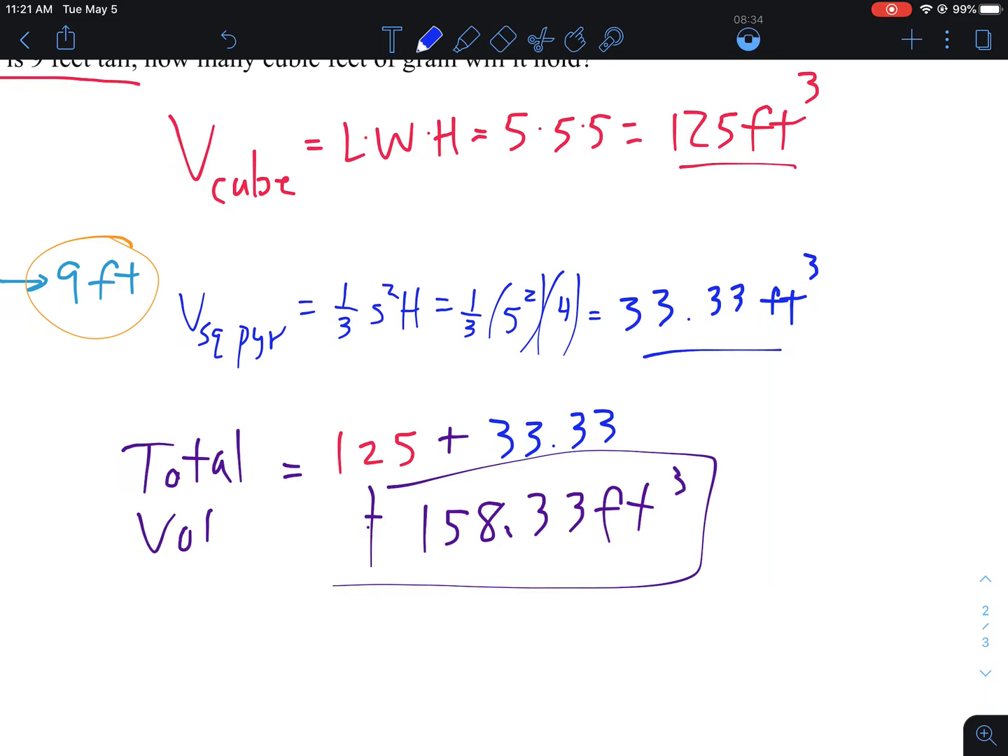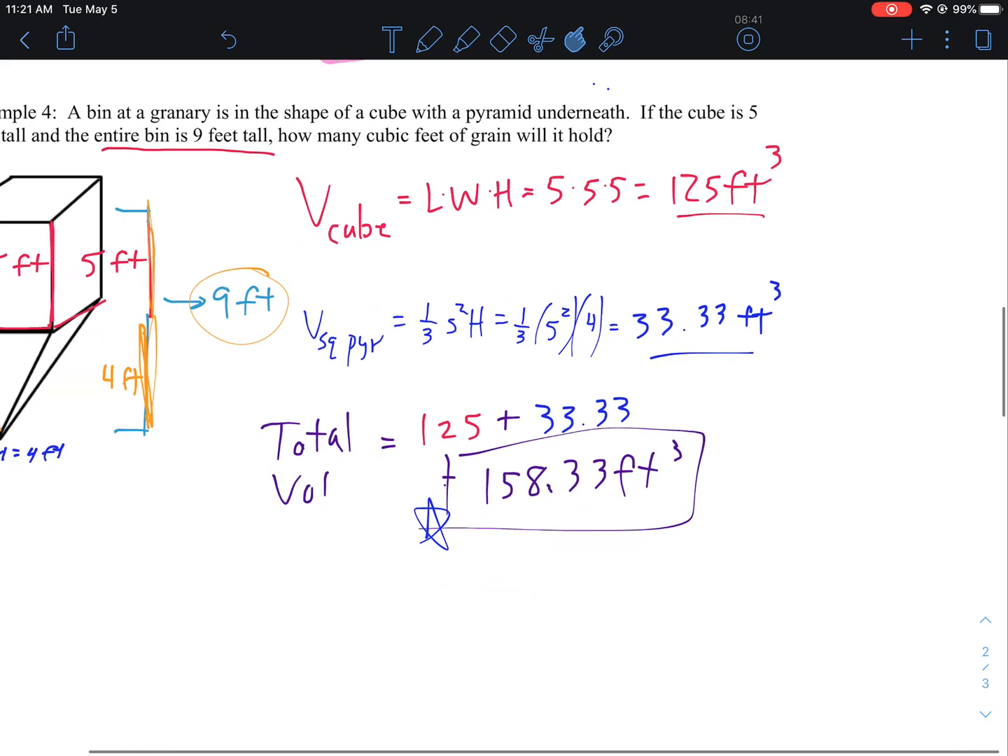And then, like I said, anytime you have a compound shape like this, in the end, you're going to sum them together and add and get a total volume, in this case of 158.33.